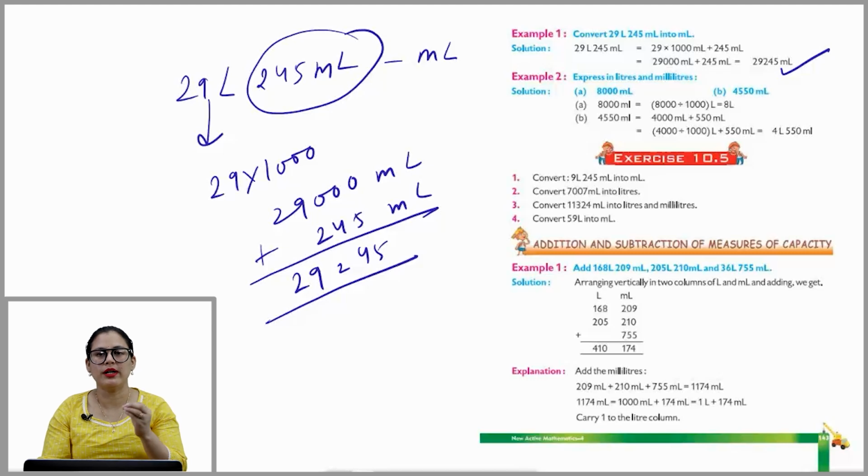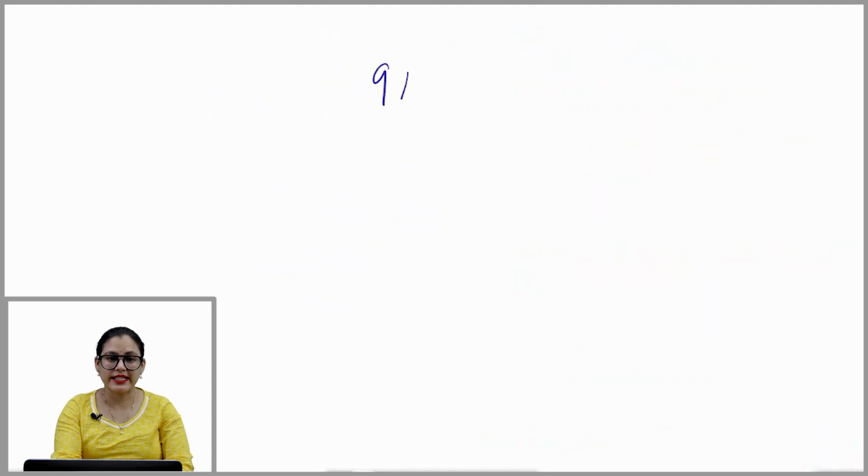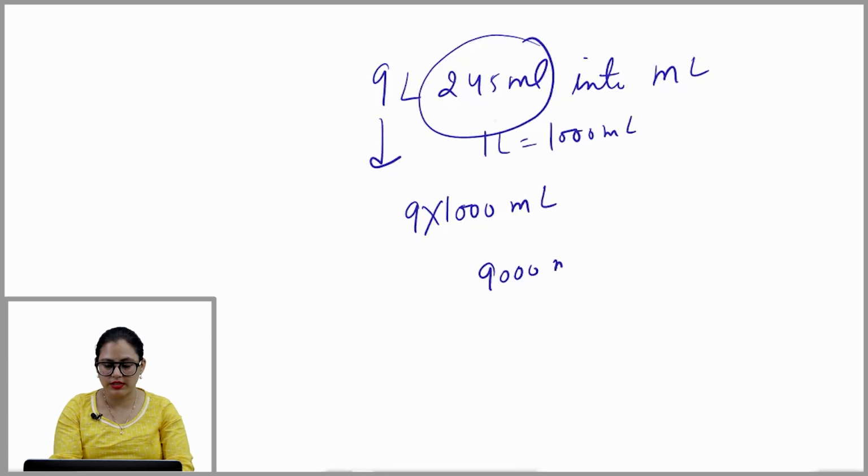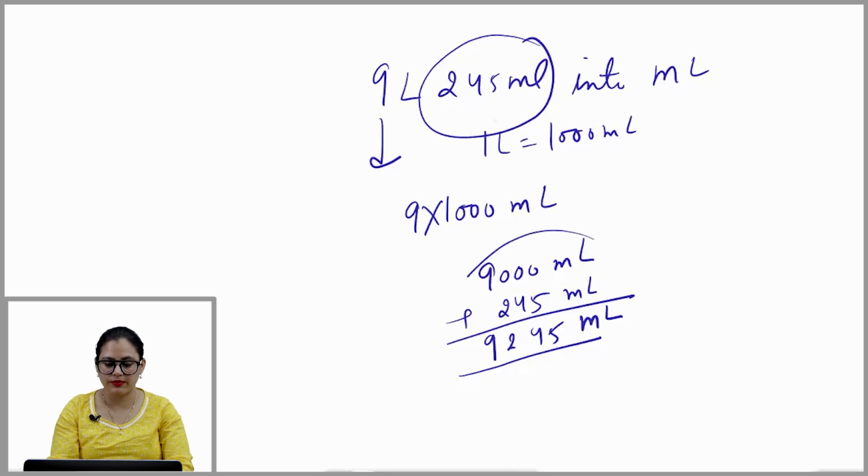Example to express in liters and milliliters: in this case, you will divide by 1000. Okay. Let's do exercise 10.5. You have to convert 9 liter 245 milliliter into milliliter. Okay. So we'll not convert this, we'll convert this only. 9 into 1000 milliliter. Why 1000? Because 1 liter is equal to 1000 milliliter. 9,000 milliliter, and then you will add 245 milliliter. So this is the answer, 9,245 milliliter.